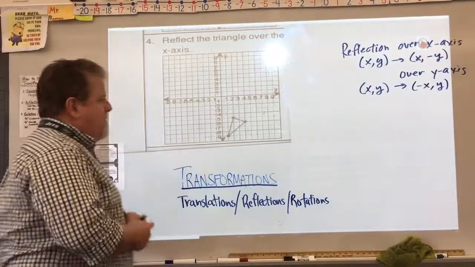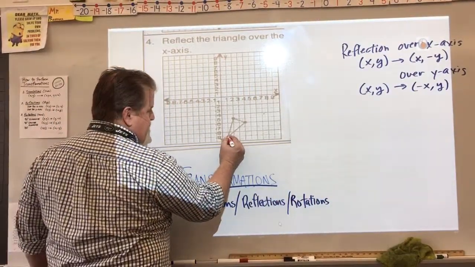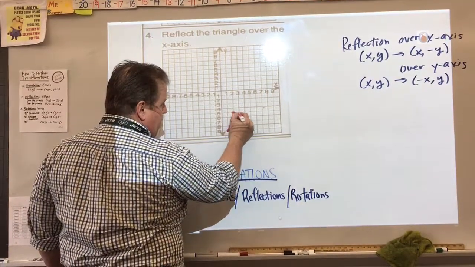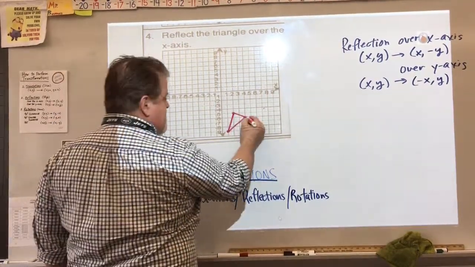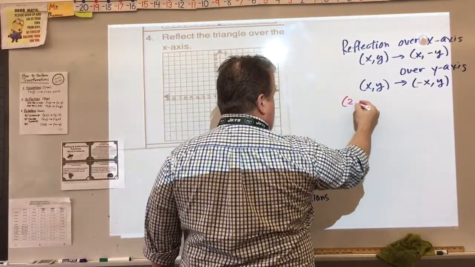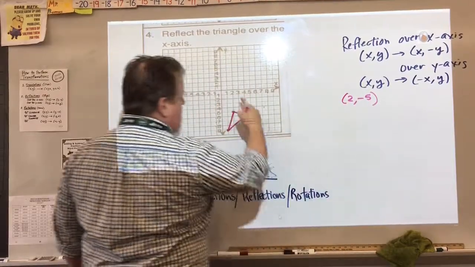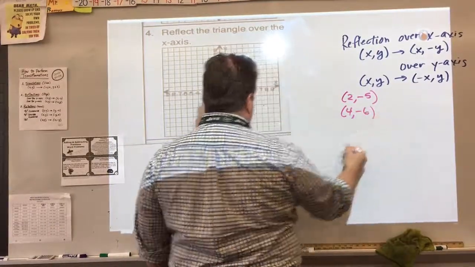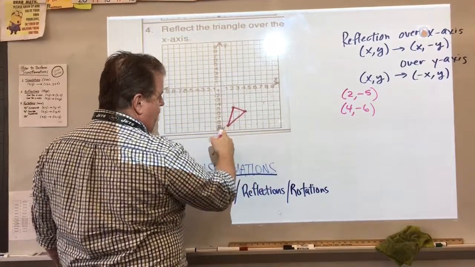Maybe a little bit of an example will help. So here's our shape. Okay. First thing I'll do is list those coordinates. They are (2, negative 5), (4, negative 6), and (1, negative 9).